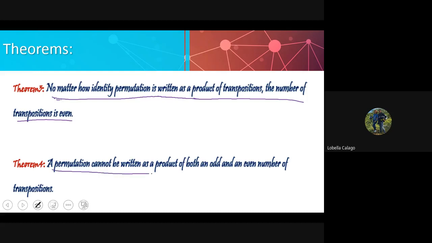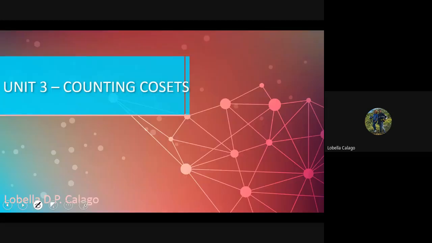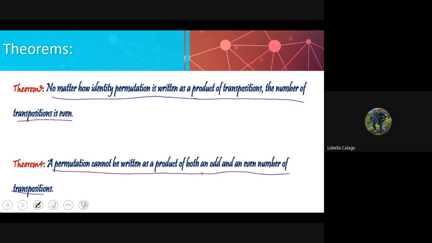So, permutations cannot be written as a product of both an odd and an even number of transpositions. So, if we have an odd permutation and an even permutation, we cannot get that as a product, because they are not of the same transpositions. Okay, so I guess that's all. The counting of cosets at the end is the next topic. Okay, so we're done.